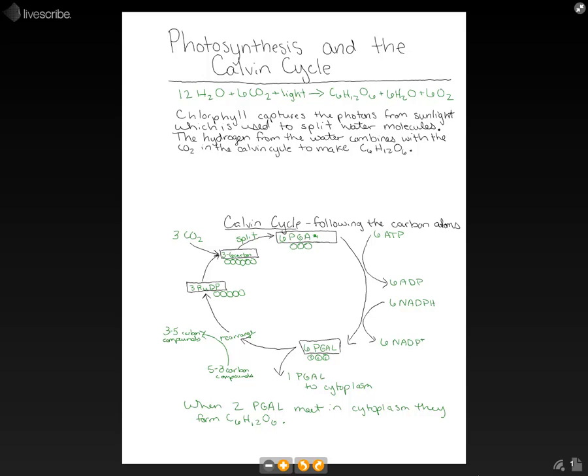So you need many rotations to make one glucose. Because you have to have enough of them that they'll start meeting up in the cytoplasm. And that is how photosynthesis occurs and how the Calvin cycle is an integral part of that.